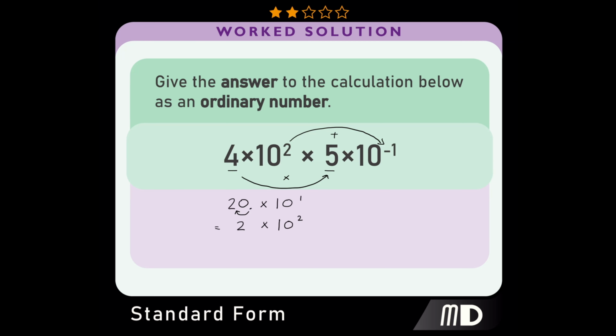Written as an ordinary number, the 10 to the power of 2 part shifts our decimal point 2 positions to the right. So 2 becomes 200. So the answer to this question written as an ordinary number is 200.